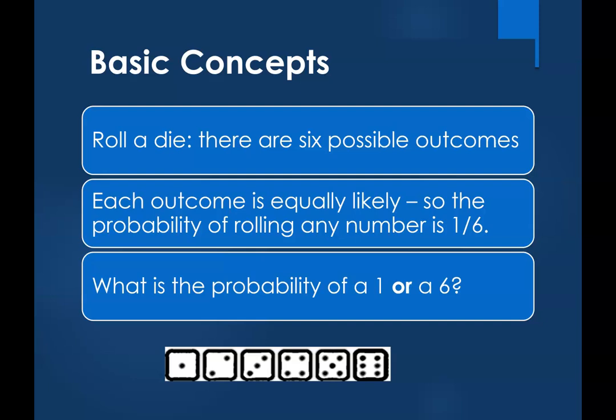Okay, in this video, we're going to continue on with some concepts of probability and then add on to our formulas that we've been using. So if you roll a die, we talked about there are 6 possible outcomes. Each outcome is equally likely, so the probability of rolling any number is 1 out of 6, or 1/6 chance.